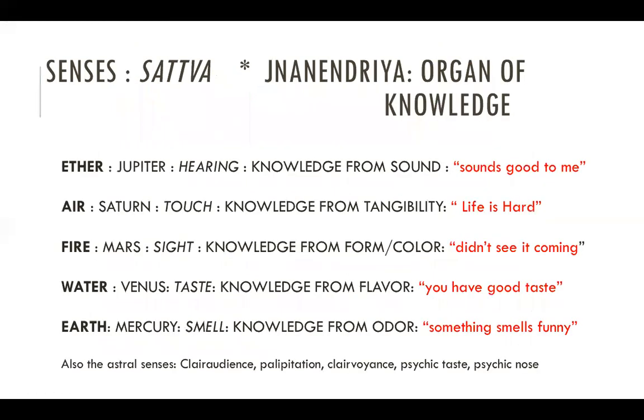So these senses, you know, if we break down this process into sattva, rajas, and tamas, the sattvic quality of this illusion is the jnanendriya, which is the organs of knowledge. So Jupiter is represented by the ether element, which rules hearing, and he gains knowledge from sound. And we literally say in English, hey, that sounds good to me. And that's when Jupiter is trying to discern or trying to confirm information. Hey, that sounds right. That sounds about right. Right? We literally say that.